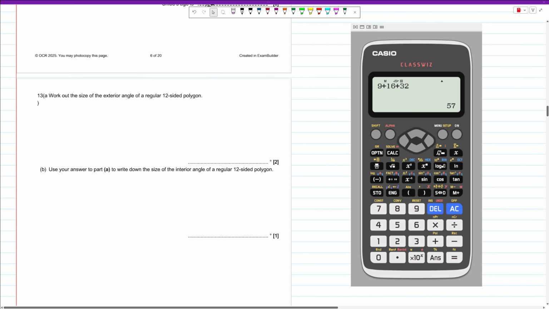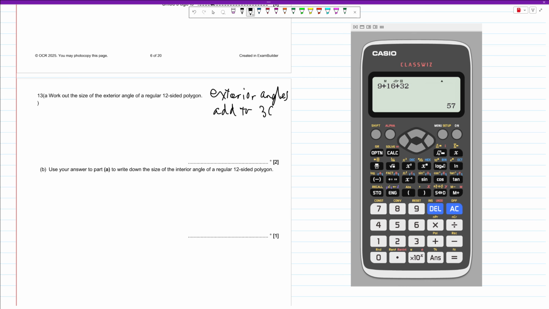Work out the size of an exterior angle. Okay, so we remember that all exterior angles add to 360. So we do 360 divided by the number of sides, 12. And that will tell me what is the size of one of those exterior angles, so 30 degrees.